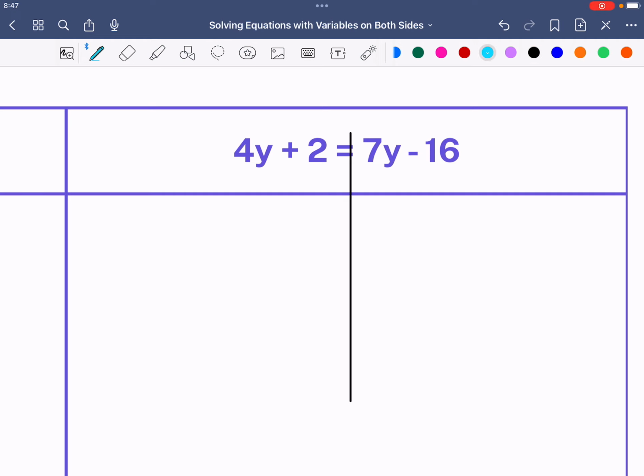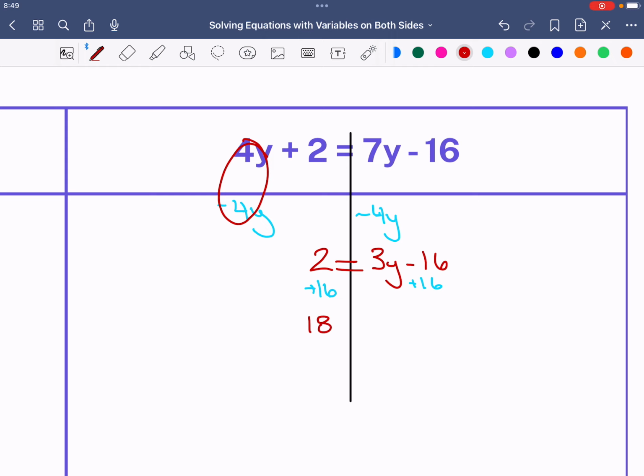Okay, to get y by itself now, last step, just isolate the y, get it by itself. I'm going to get rid of the minus 16 by adding 16 to both sides. Okay, reduce. We have 2 plus 16 is 18. Equals, that 3y comes down. There's nothing that I'm going to reduce. The negative 16 plus 16 is 0.